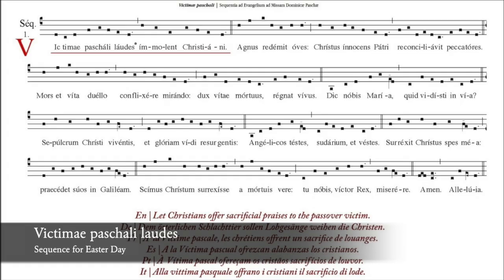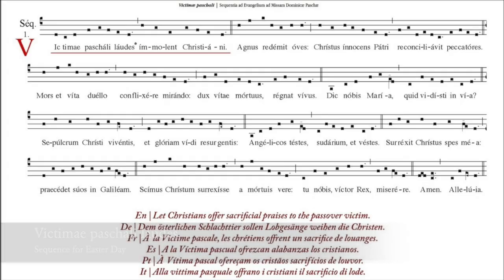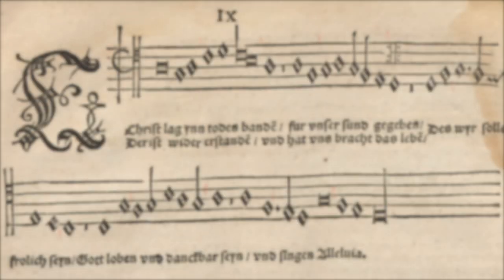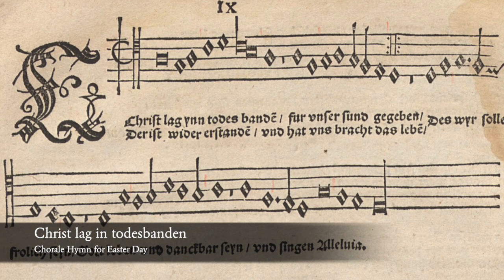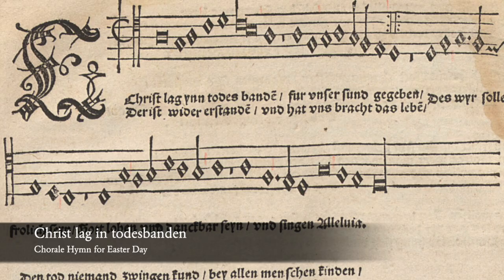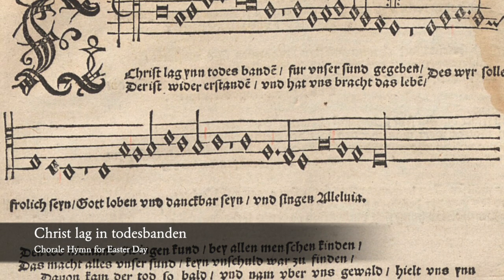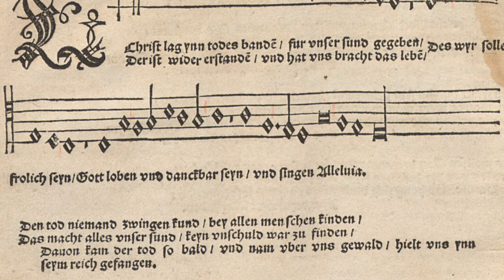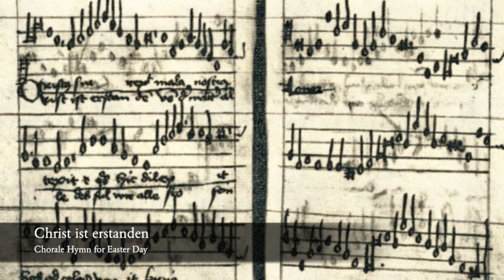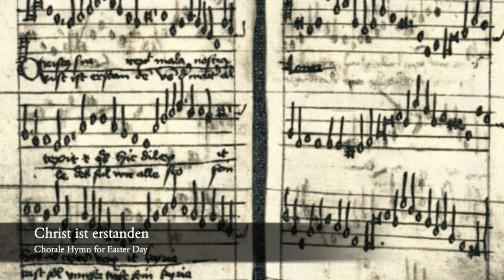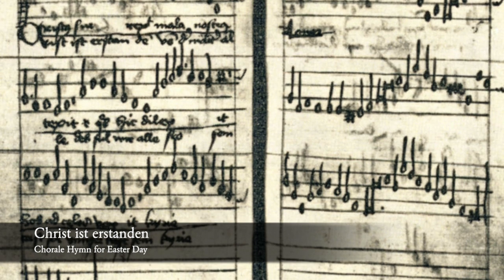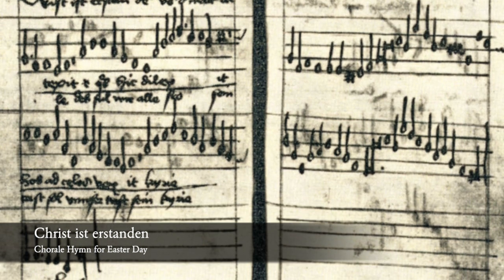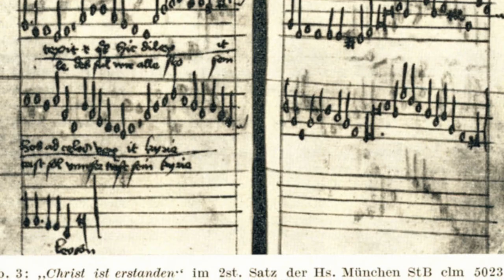Victimae Paschali Laudes, Timorem Christiani. Christ lag in Todesbanden, für unsere Sünd gegeben. Christ ist erstanden von der Mater alle.